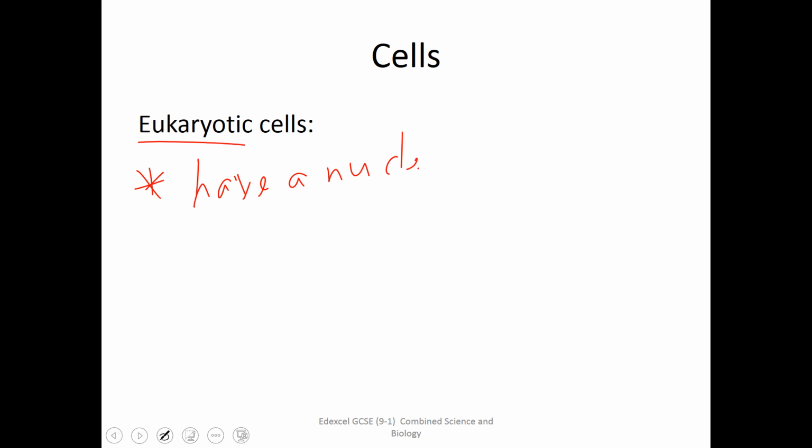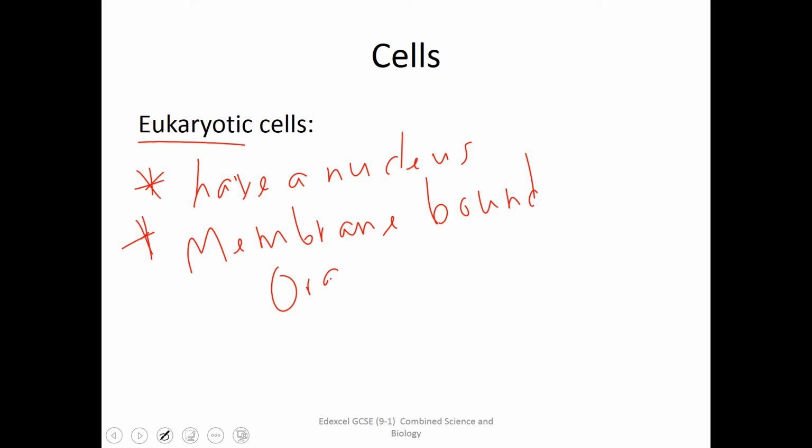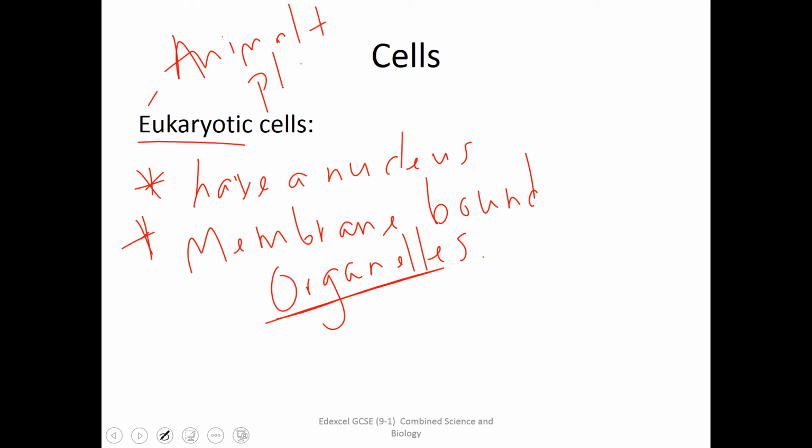They also have membrane-bound organelles. This just means subcellular structures which have a membrane. So organelles is the scientific word used to describe subcellular structures. Animal and plant cells are both examples of eukaryotic cells. I will be looking at both of these cells in detail.